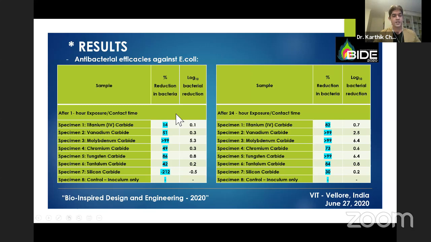So molybdenum carbide clearly is very effective from this research. I was told by the testing center that they repeated it 2-3 times and came up with more or less the same data, which is reproducible. The other one we can look at is tungsten carbide, specimen number 5. It also shows about 86% reduction, so it is also reasonably good.